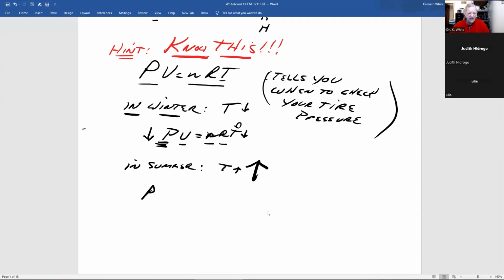And PV equal nRT. Remember, in your car tires, the volume, the moles, and the universal gas law constant R stay the same. If the temperature goes up and both sides of this equation have to remain the same, then the only thing on the left that can change is the pressure, and it will.